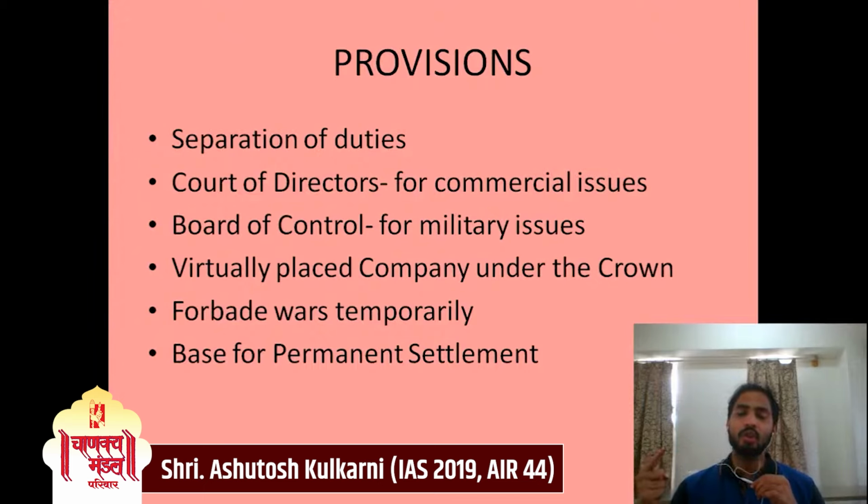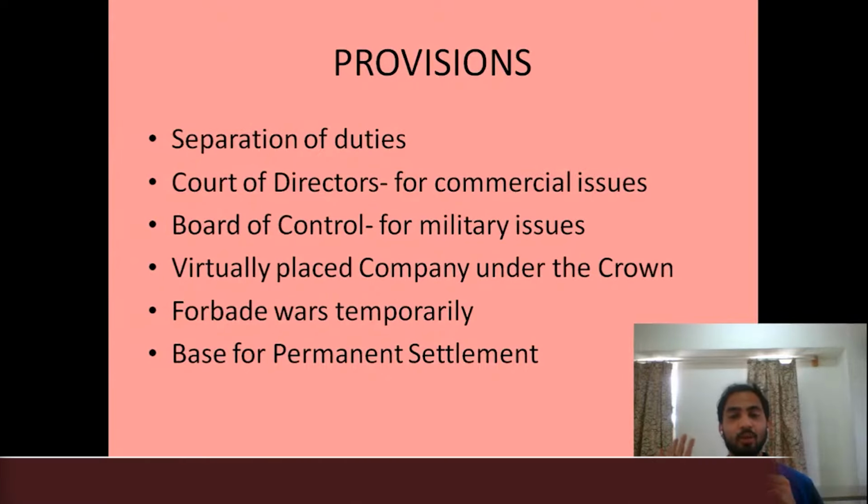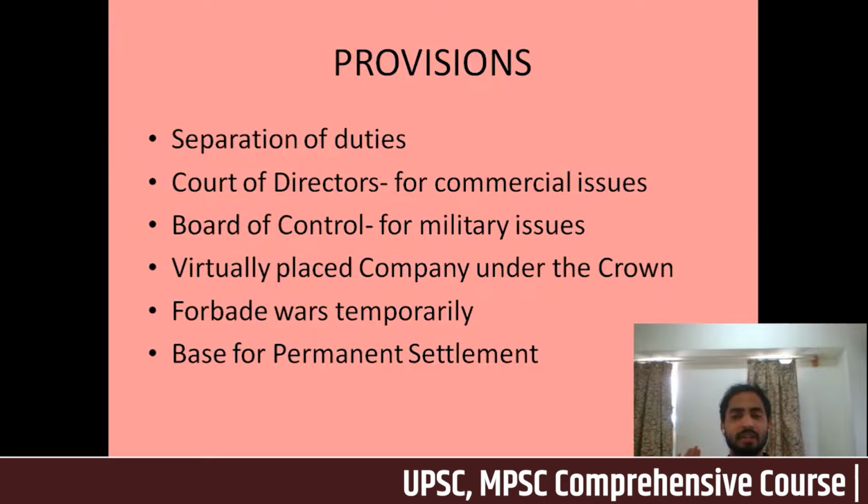And the second body was the Court of Directors, which will decide on the commercial issues. Because East India Company was a trading company, their main reason to be in India was to trade. So you will find that the British government tried to split the affairs of the East India Company into Board of Control and Court of Directors. So this is dual control of the East India Company. This dual control continued till 1858 when the East India Company was finally abolished and the Queen took over the rule in India. So this is a long-term provision that the British set up, that this dual control will essentially regulate the war-mongering attitude of the British East India Company.